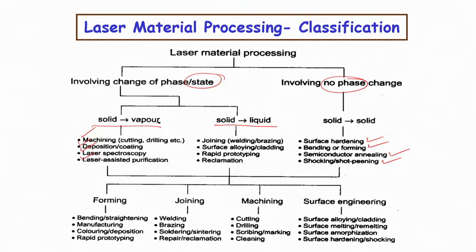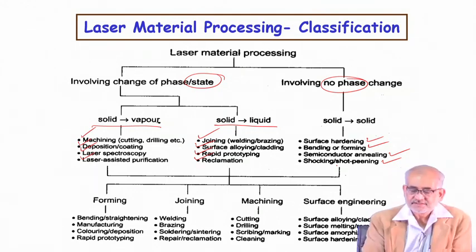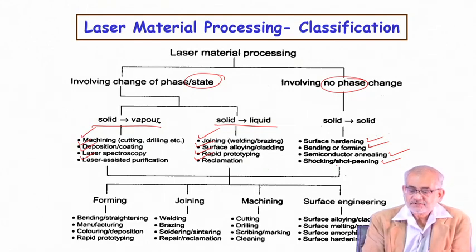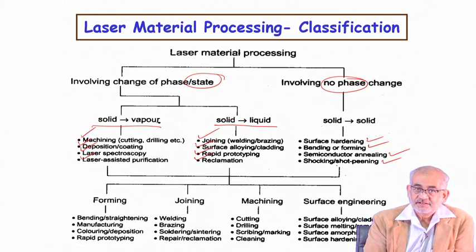If it's only heating up to the melting temperature or above melting temperature but not crossing the boiling temperature, then we are talking about various types of joining, surface alloying, cladding, rapid prototyping, direct manufacturing, reclamation, and so on. On the other hand, as I already mentioned, within the solid, we can do hardening, bending, forming, various applications. So if you again mix them together, and don't worry about any change of state, whether a change of state occurs or not, essentially we are only worrying about the possibilities of engineering applications.